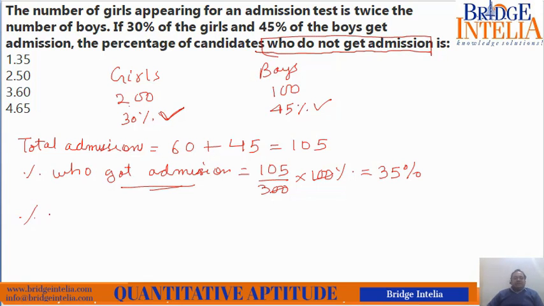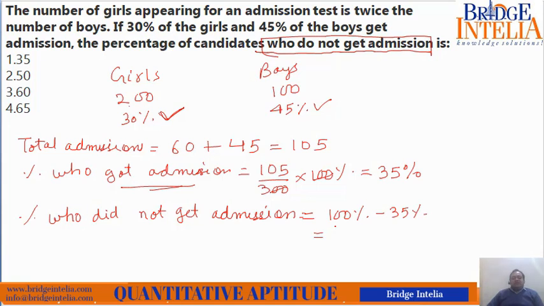So 35% people got admission, whereas we have to calculate those who did not get admission. The percentage who did not get admission will be equal to what? 35% have got admission, so that means the remaining 65% did not get admission.